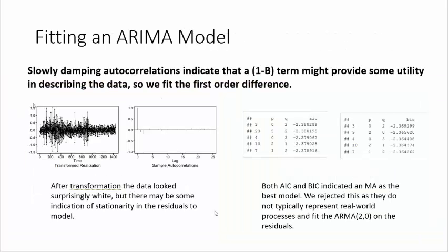As you saw on the last slide, we had very slowly damping ACFs, and so we decided to difference the data. And the realizations do appear to be white. The ACFs drop off after about 2 lags pretty abruptly, and so it appears that we have an MA model here. And then when looking at the AIC and BIC, we do get a 0.2 for the top selection.